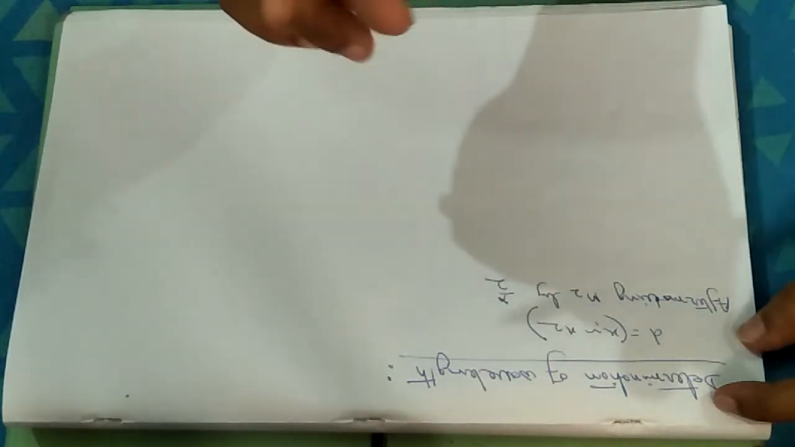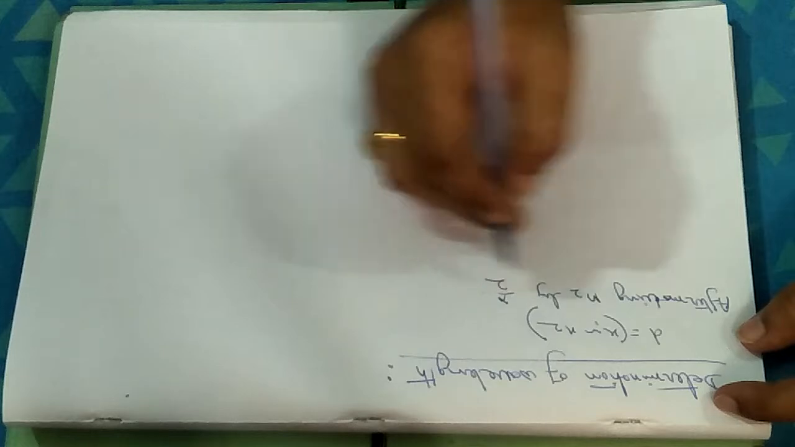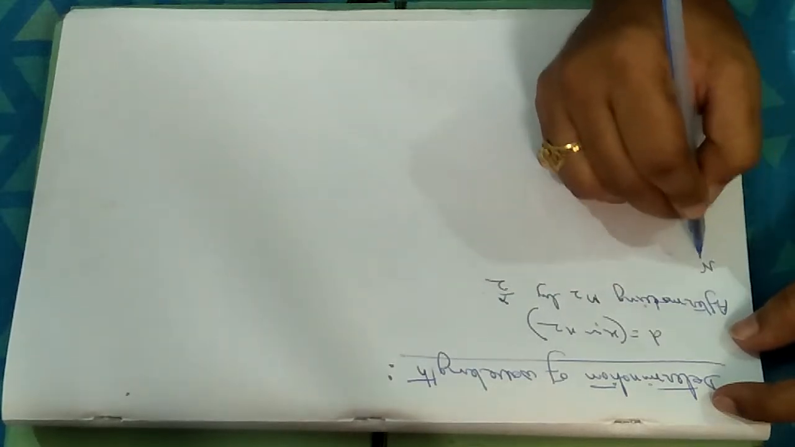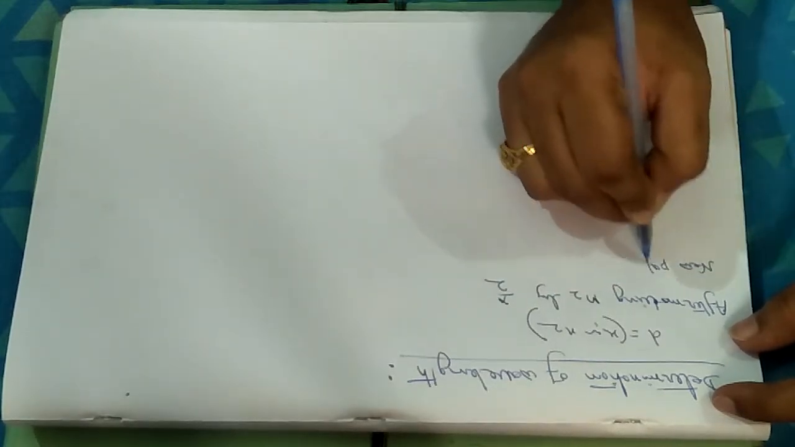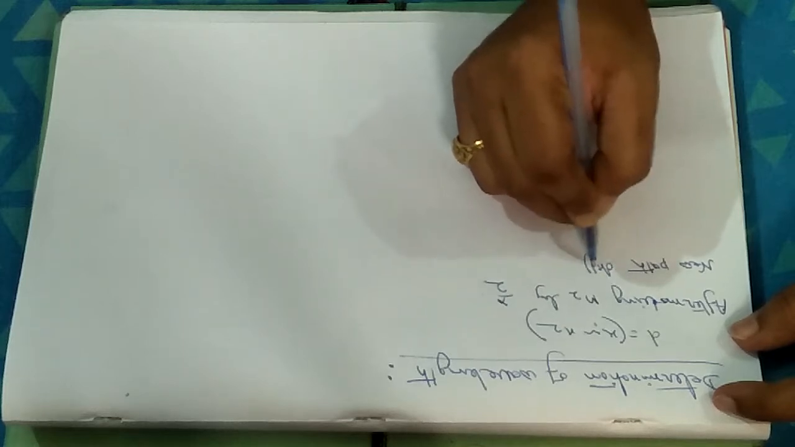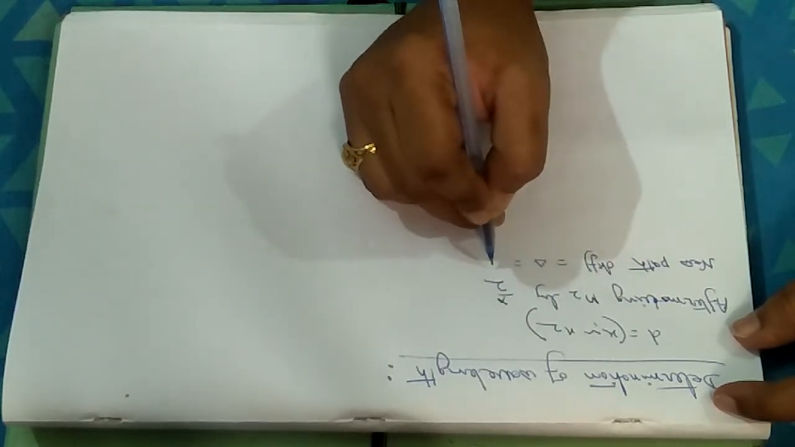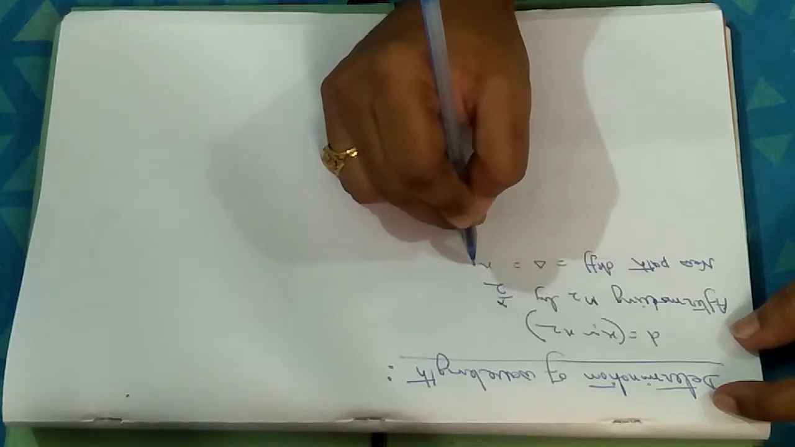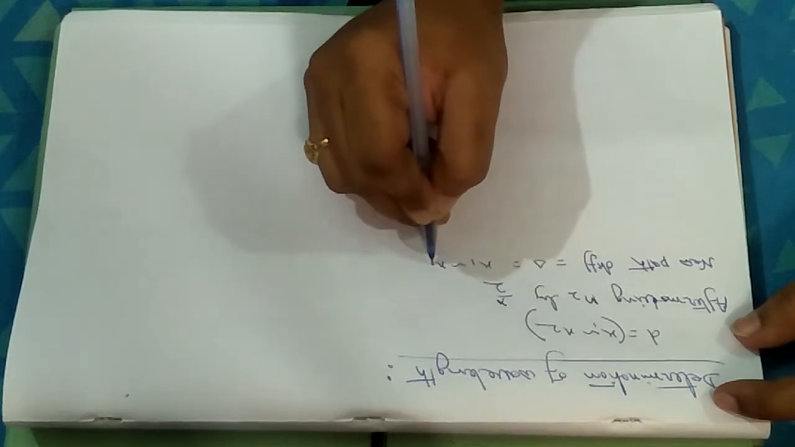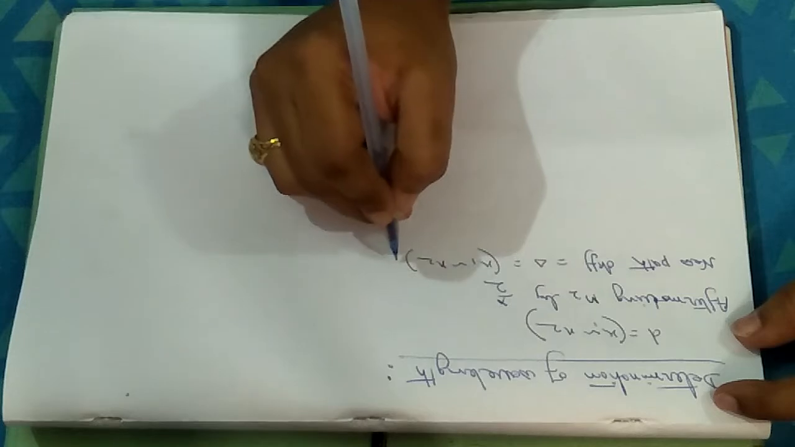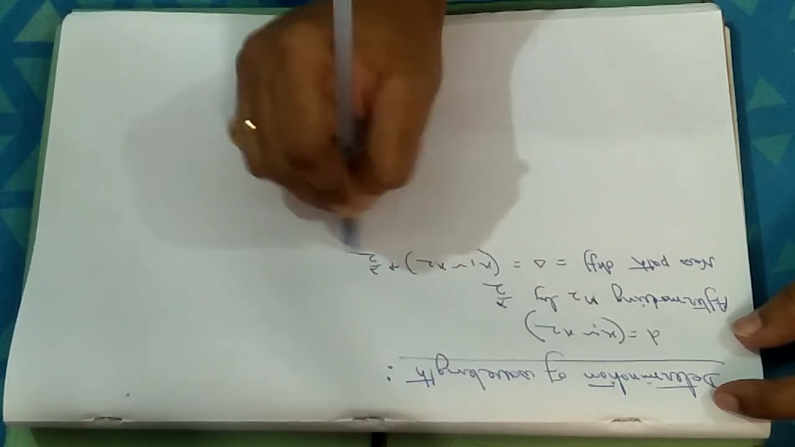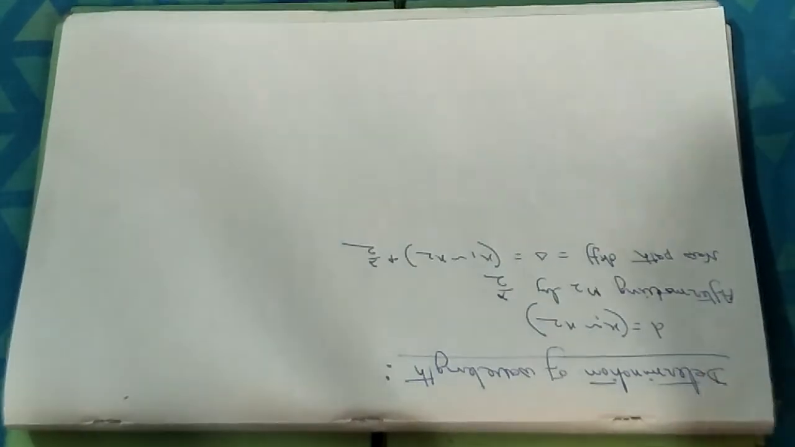Lambda by 2, I am changing it by a small distance lambda by 2, then the new path difference, delta, will be equal to the previous one, x1 minus x2, plus lambda by 2. A new path difference will be introduced.